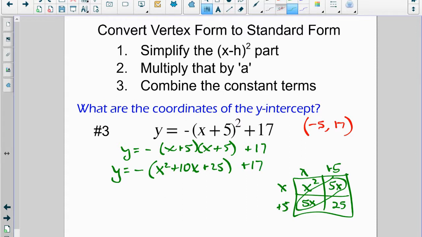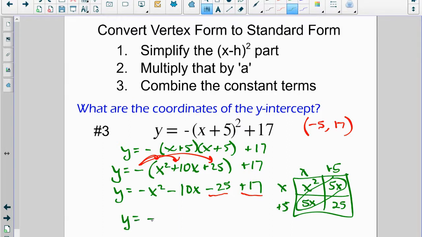Okay, so now I have to apply this negative. I basically distribute negative 1 times everything. It's just going to make everything negative. So that gives us y equals negative x squared minus 10x, because a negative times a positive 10x is a negative 10x. And then negative times positive 25 is negative 25. Bring down the 17. The last step is combine those constant terms, writing our equation in standard form would be y equals negative x squared minus 10x. Combine my constant terms would give me negative 8.